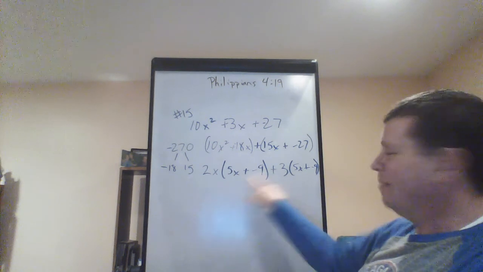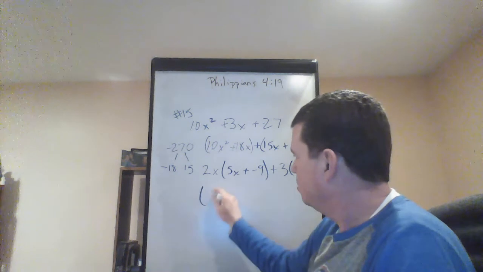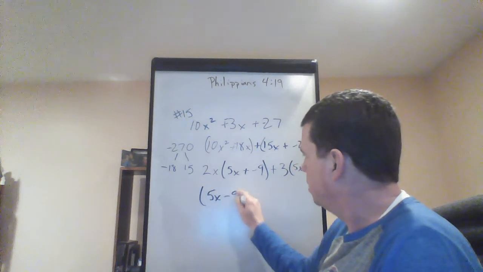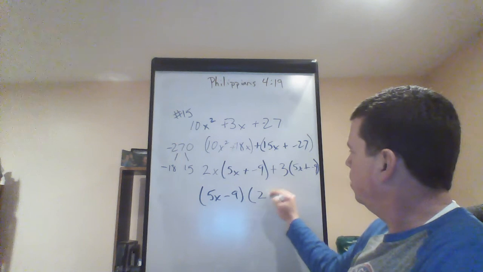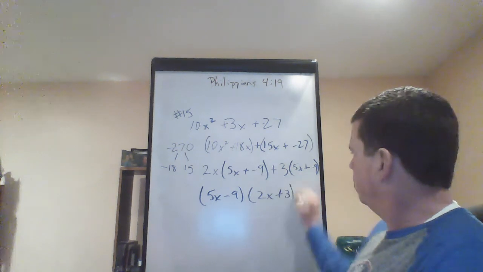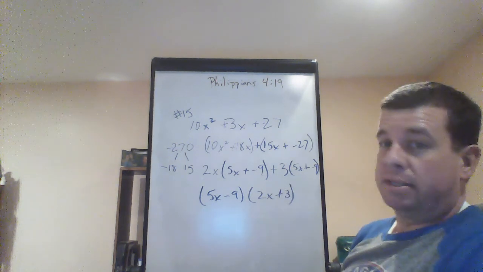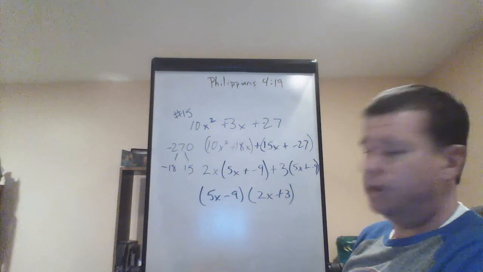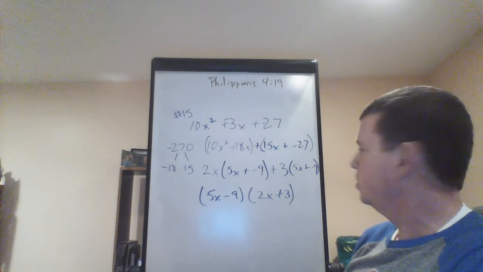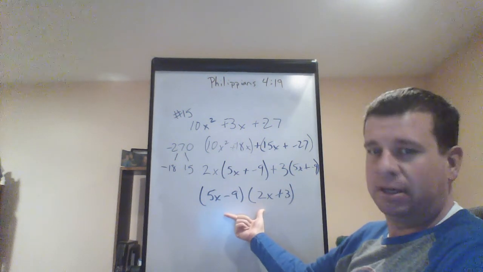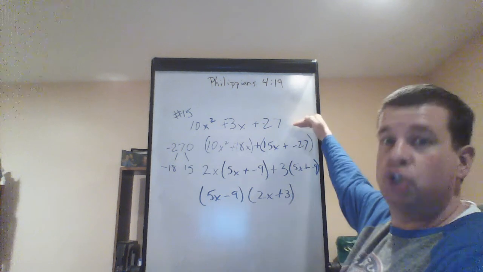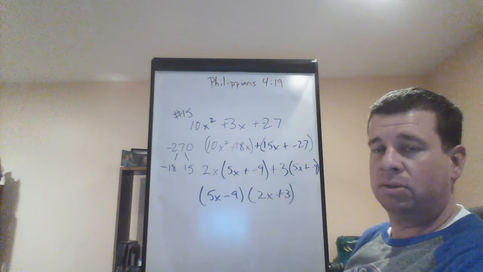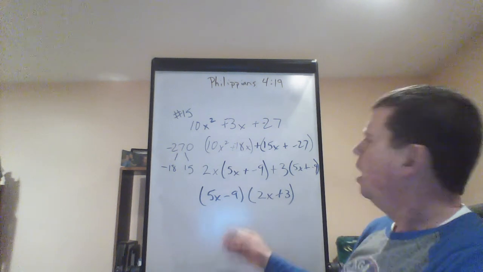But now, take a look at what I've got. I've got my like groups here of 5x minus 9, or 5x plus negative 9. And then the other group would be 2x plus 3. Okay, and we're done. We were asked to factor this. We weren't asked to figure out what x was or the values of x. We factored this thing. All right, and again, if you wanted to double distribute this to check it, you should get 10x squared minus 3x minus 27.